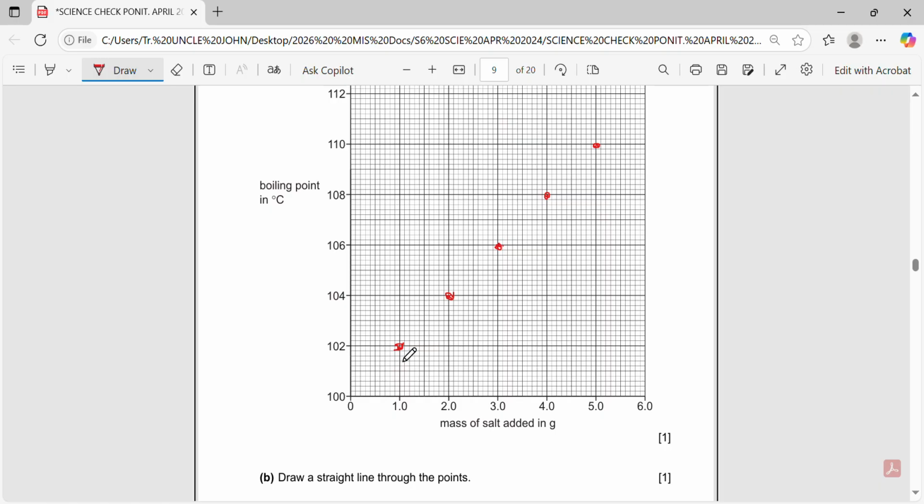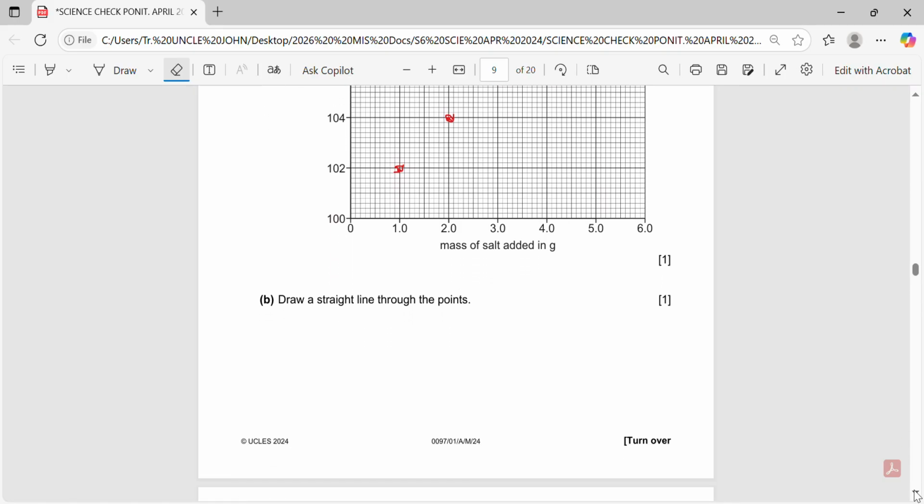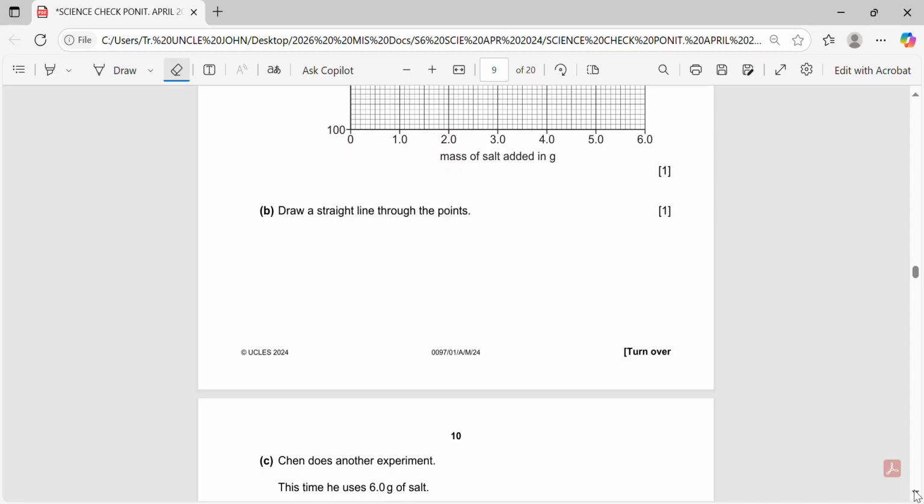What you need, you have to take a ruler, then you draw, you join. Here it is very simple. You can take a ruler and you join the points. Here you need to join the points with a straight ruler. Yeah, that's the only thing you have to do.